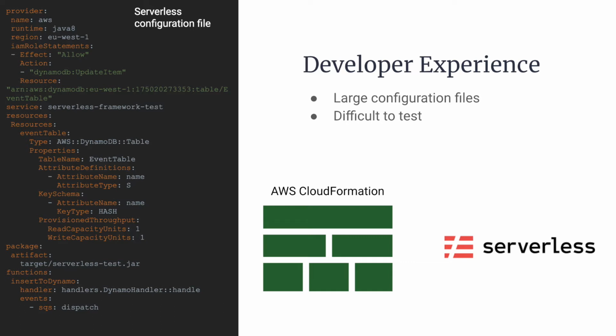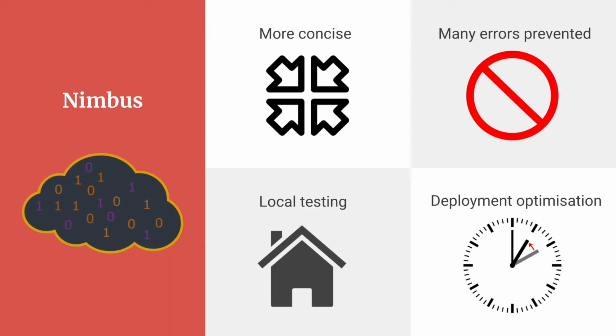This generally requires writing a large configuration file, which is usually cloud provider specific. Debugging errors in this file is difficult, as there is no immediate verification and deployment can take minutes before reporting the error back to you. Another common complaint when developing serverless applications is that there is a lack of tooling when it comes to testing, and specifically integration testing. Nimbus is a tool that we developed to solve these problems for Java serverless applications.